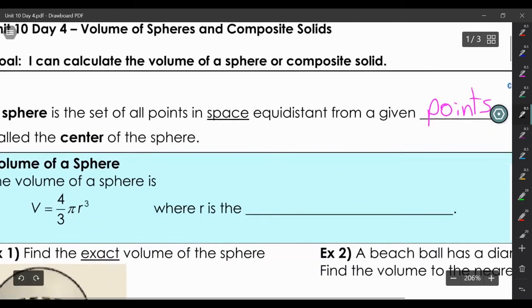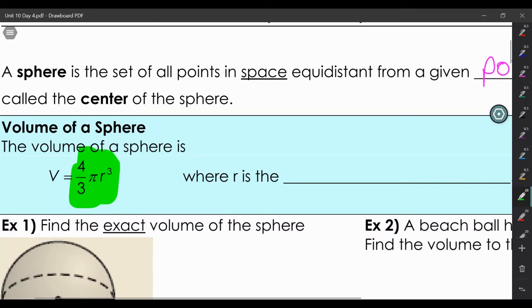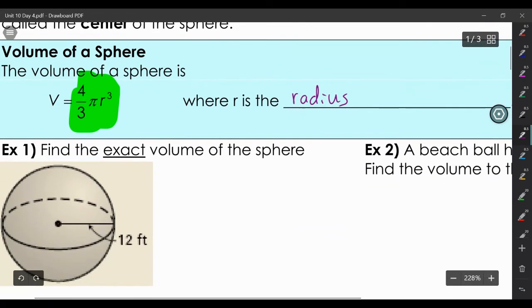And to calculate the volume of the sphere, this is the formula that we use: 4/3 times pi r cubed. It's different than area, where we squared the radius. This time we are taking it to the third power, or cubing it, and r is the radius. So let's look at some examples.